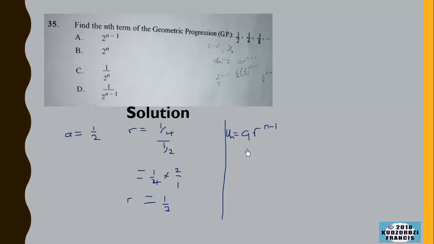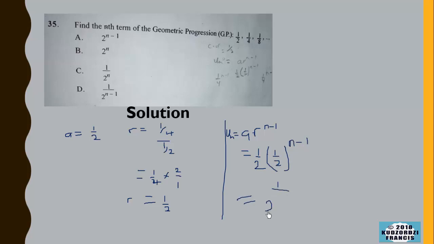Now we are looking for the nth term. So a is half, and the common difference is 1 over 4 over 1 over 2. And this gives us 1 over 4 times 2 over 1, which is 1 over 2. We just sub them in and use our knowledge from indices to simplify. So we obtain something like this.